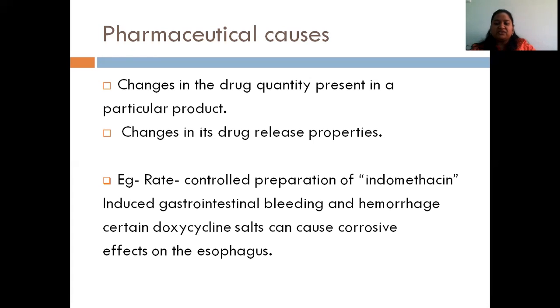Changes in its drug release property can also be a factor. If the patient is taking an oral drug and, due to an emergency condition, we give injections or parenteral drugs, it may cause an adverse drug reaction in that patient. An example is the controlled release preparation of indomethacin, which can induce gastrointestinal bleeding and hemorrhage. Certain doxycycline salts can also cause a corrosive effect on the esophagus. So these are the examples of the pharmaceutical causes.